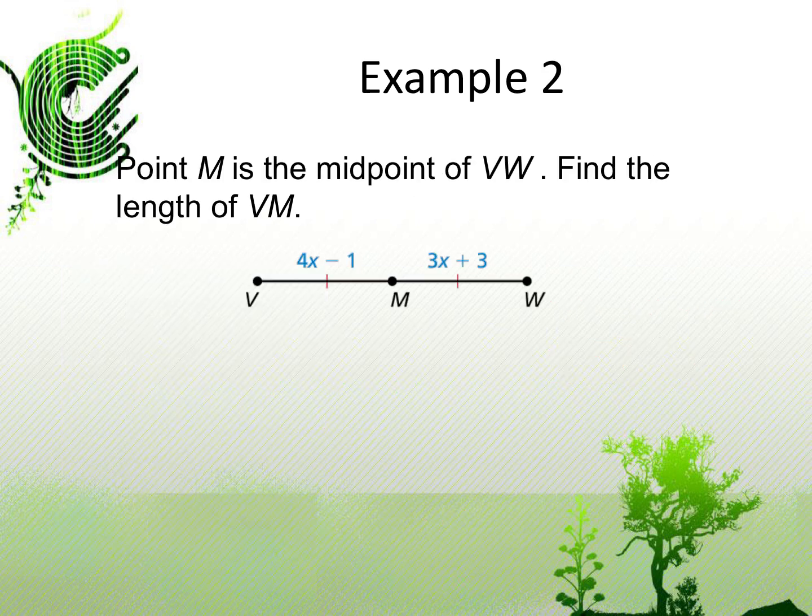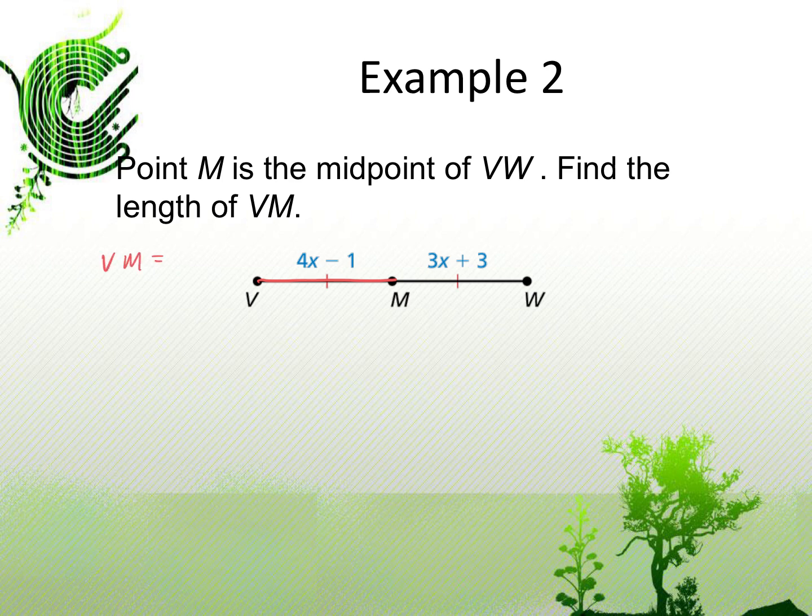In example 2, we have point M is the midpoint of VW. Find the length of VM. So again, always be careful with what they're asking you. What they want is this length right here. They want to know what VM equals.